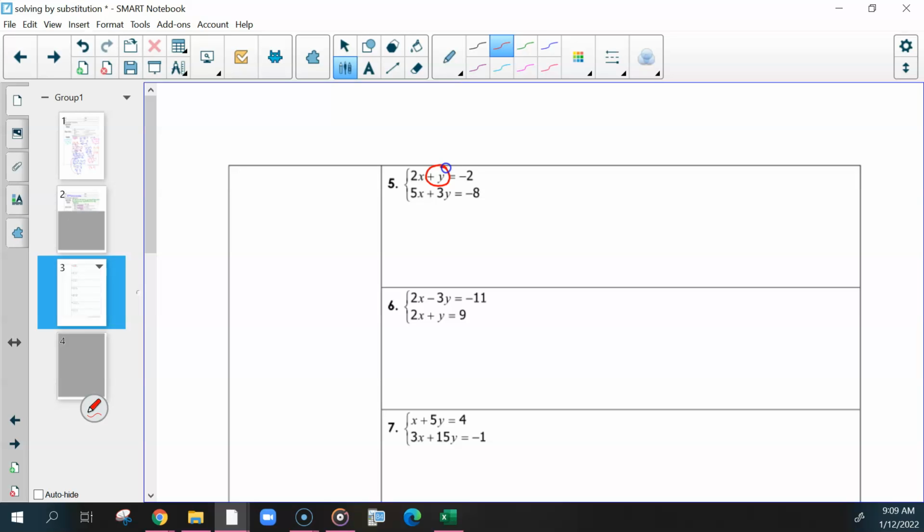So a positive or a negative variable by itself, or has a coefficient of 1 or -1, would be the one that would be easiest to solve for. If you solve for anything else, you're going to end up with a bunch of fractions. So just be careful. It can be done, but be careful.